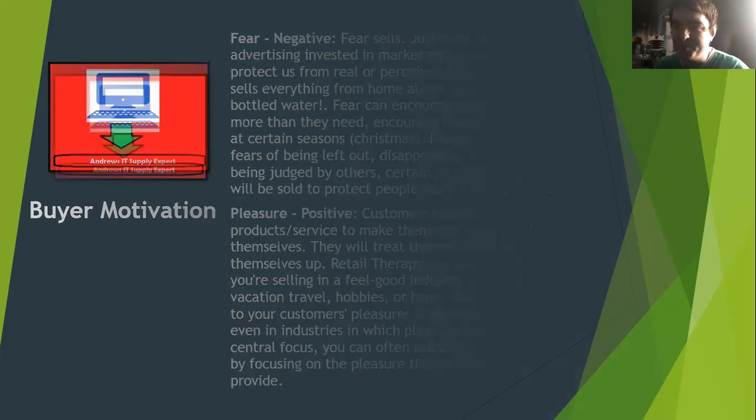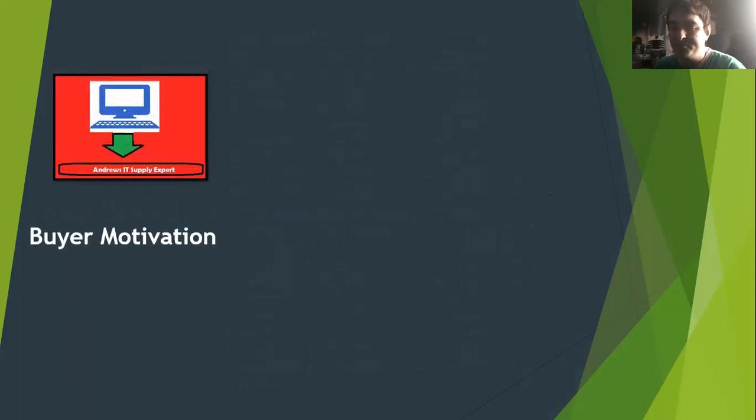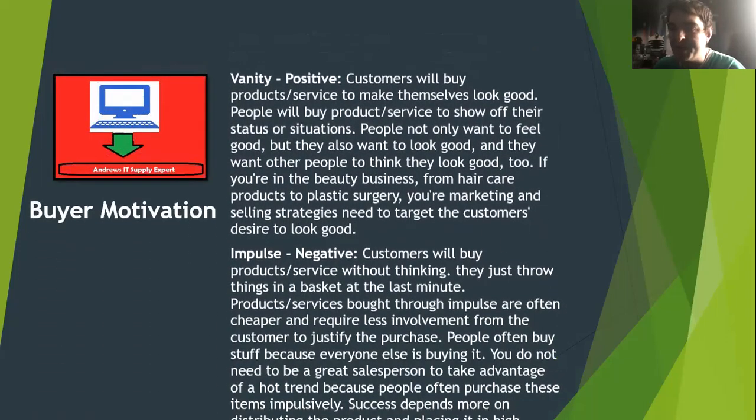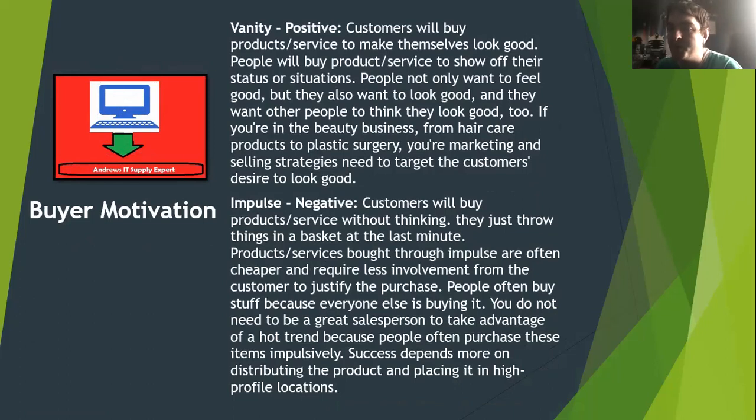Right, so the next slide will be the next two buyer motivations. Vanity is the next one, which is a positive experience of buyer motivation. Customers will buy products and services to make themselves feel good. People buy products to show off their status or situations. People not only want to feel good, but they also want to look good and want other people to think they look good too. For example, in the beauty business, from hair care products to plastic surgery, marketing and selling jobs need to target the customers' desire to look good.